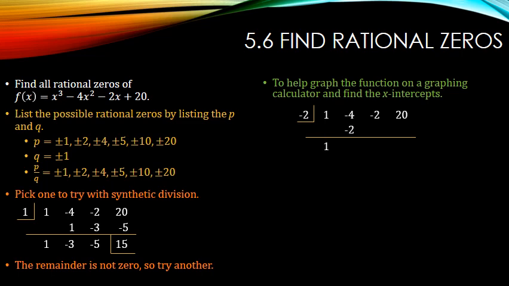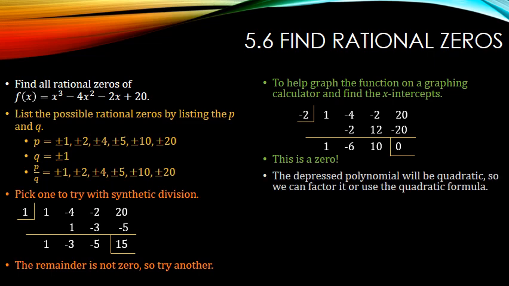Bring down the 1, multiply, add, multiply. -2 times -6 is 12. Add, you get 10. -2 times 10 is -20. Add, and you get 0. So that is a 0. So we know -2 is a 0. Essentially what we've done is we've divided by x minus -2, so we know that's a factor. If we take our depressed polynomial, we can factor it and find the rest of the zeros.